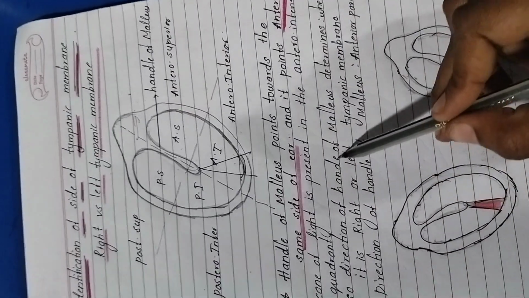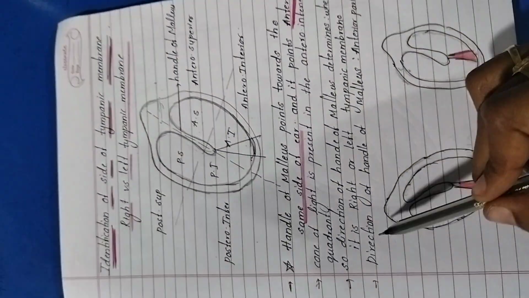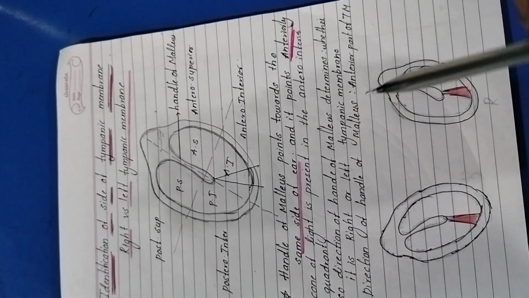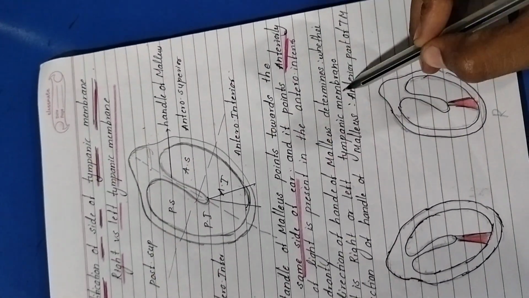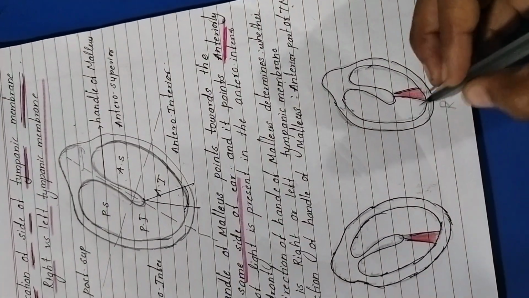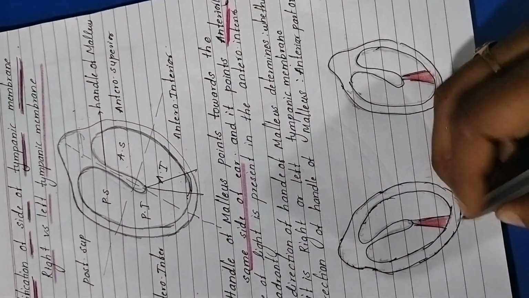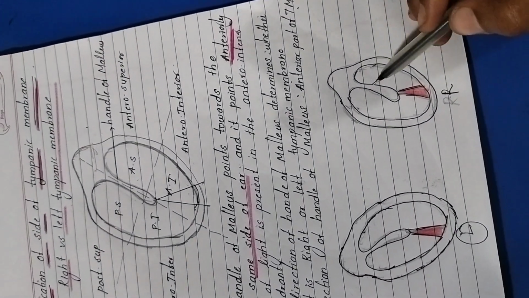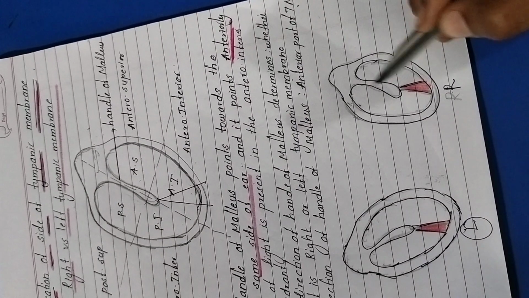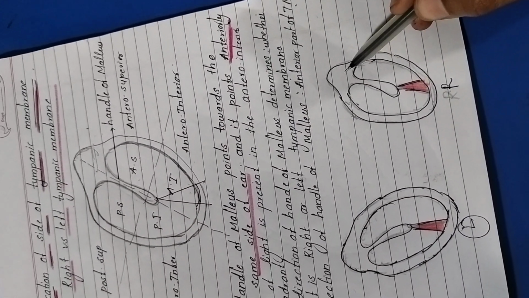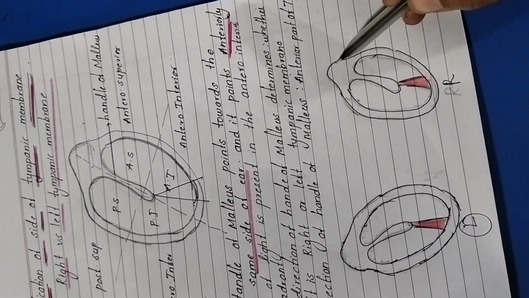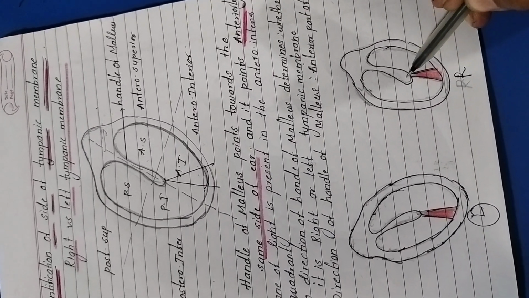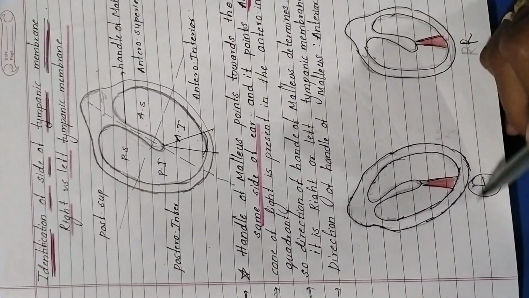So the direction of the handle of malleus determines whether it is a right or left tympanic membrane, and the handle of malleus always directs to the anterior part of the tympanic membrane. See, this is right and this is left. See here, you can see it always directs towards the side of the ear, right side, and this is anterior. So we can draw a diagram, and I can see the cone of light. It is present in the anterior inferior quadrant, and the same as the left.